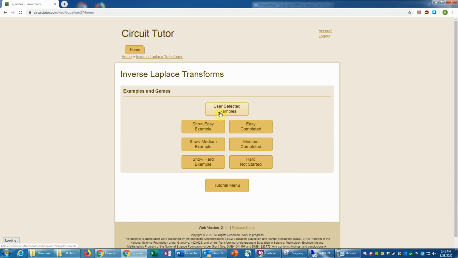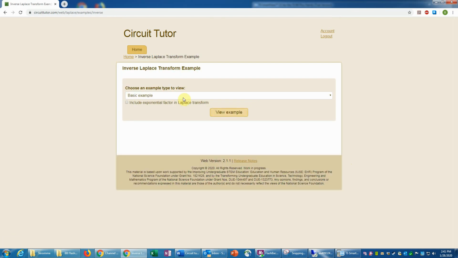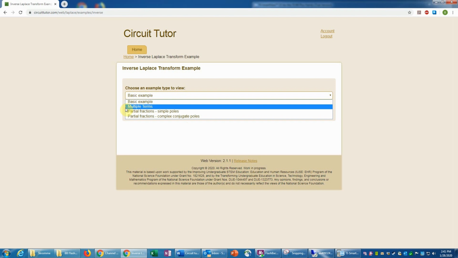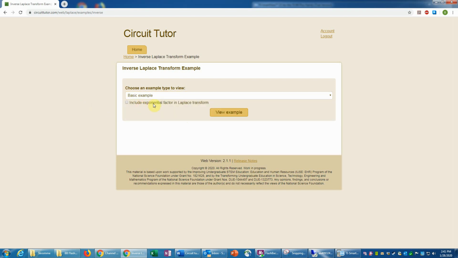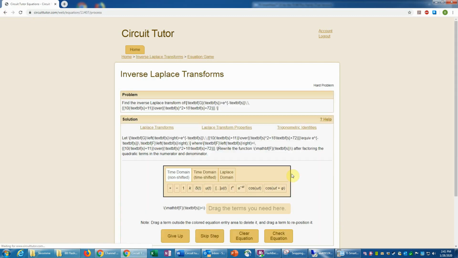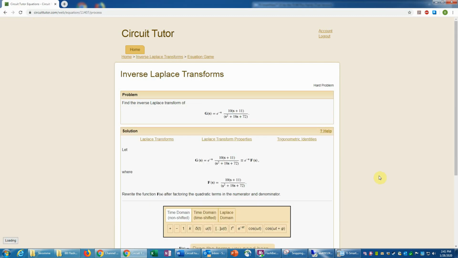And there's also user-selected examples here. For example, if I wanted to look specifically at a partial fractions problem involving complex conjugate poles, such as you might see on this level, I could do that, or any of the other types. And it could include time-shifting factors there to look at examples in a different way. Okay, so let's go into the hard level problems on Circuit Tutor.